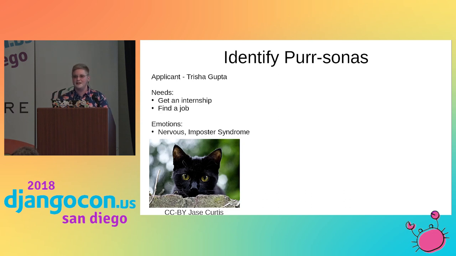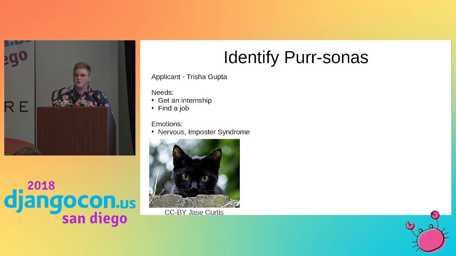She really wants to get an internship and get a job in tech, and she's interested in Outreachy, but she's a little nervous, and that's because she experiences imposter syndrome. And imposter syndrome is a combination of unrelenting standards for yourself and paired with the fear of asking questions, especially in a public way, for fear of being seen as less knowledgeable.